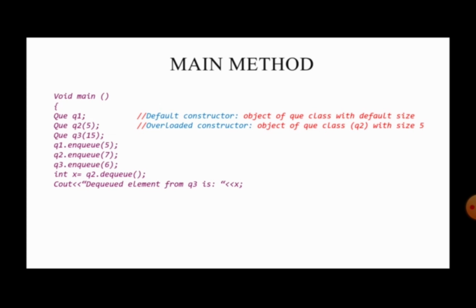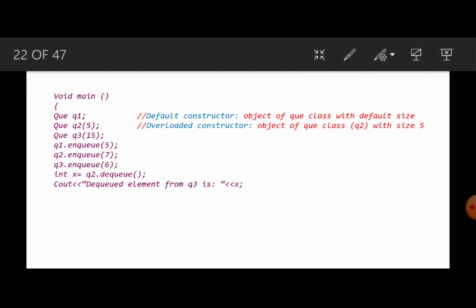Next we are calling the methods defined earlier, like q1 dot nq, in which we are passing value 5, q2 dot nq 7, and q3 dot nq 6. In these methods, we are calling the nq method for q1, q2, and q3. All three are objects of q.